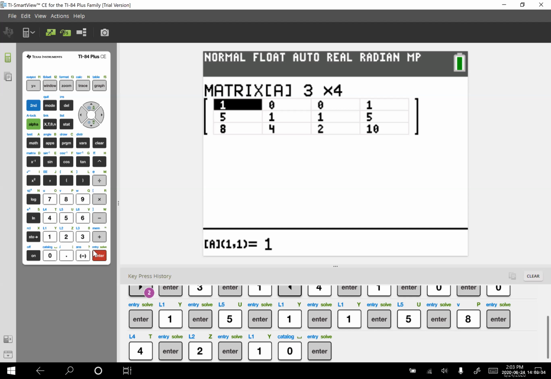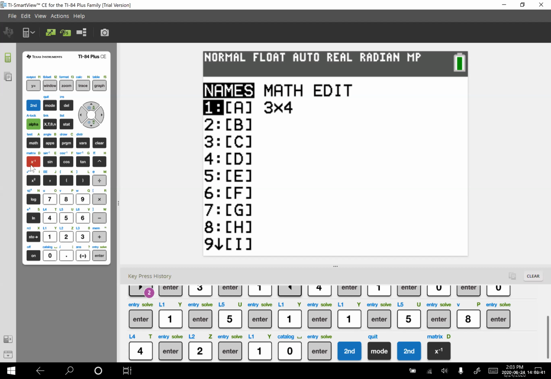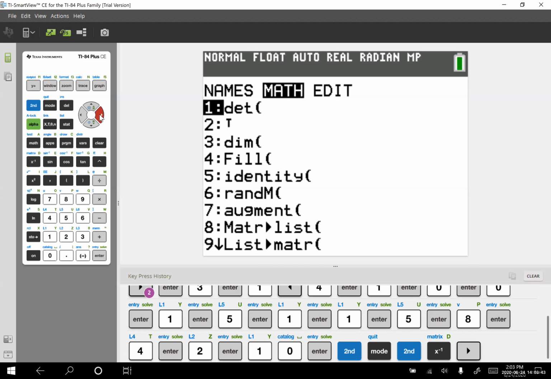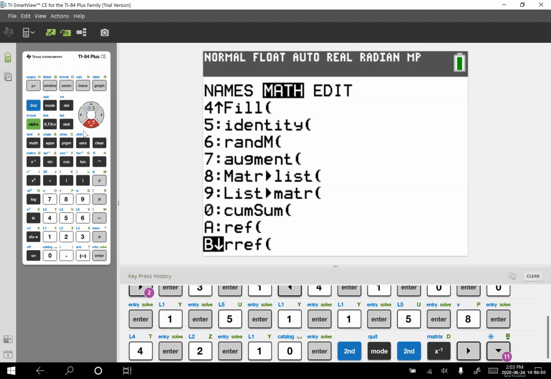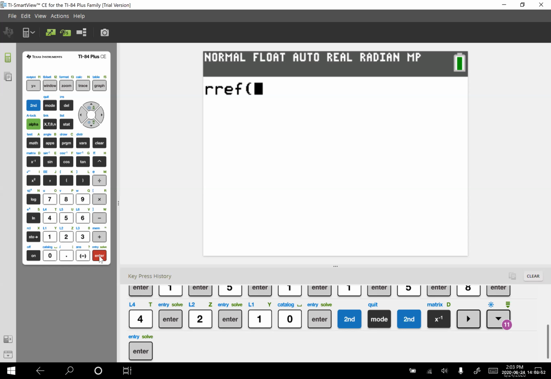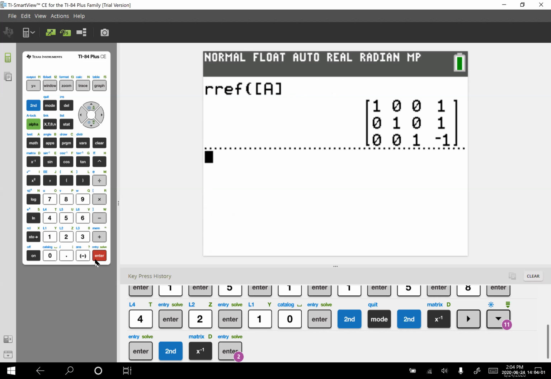Okay, so we've entered this into our matrix. Now we're going to get out of here. We're going to go second function quit. Now go back into matrices, and this time we're going to do math with our matrix. We're going to do math, and we're going to go all the way down to RREF. So there's REF. We want RREF, which is reduced row echelon form. And now it's asking you which matrix you want to perform it on. So we're going to go second matrix, and we're going to do it on matrix A, and hit enter again. So I get 1, 0, 0, 1, 0, 1, 0, 1, 0, 0, 1, negative 1.